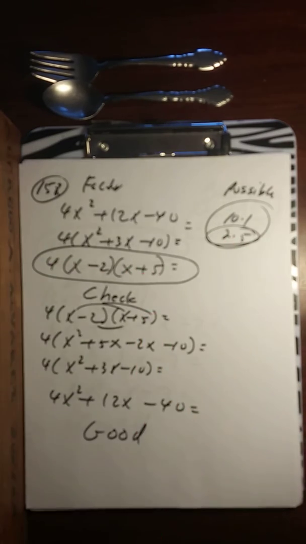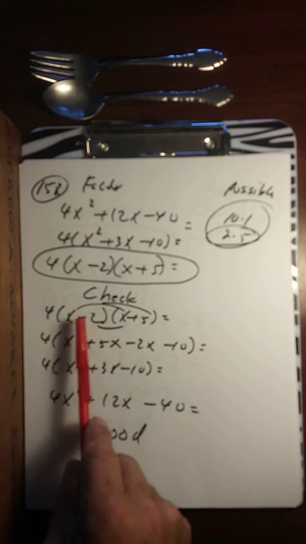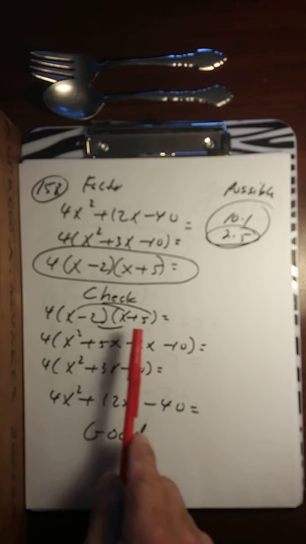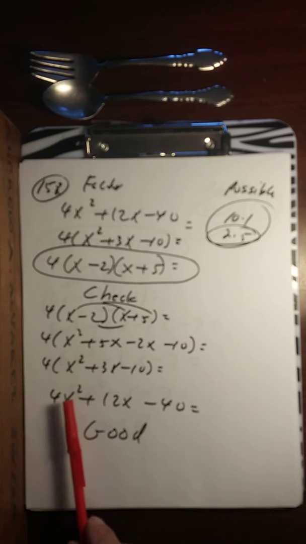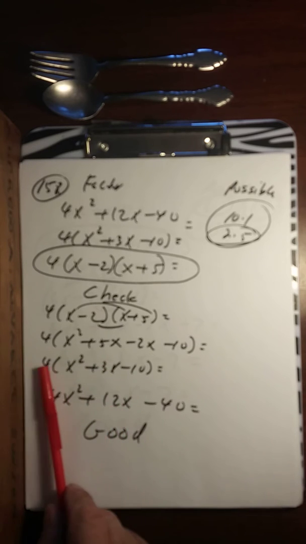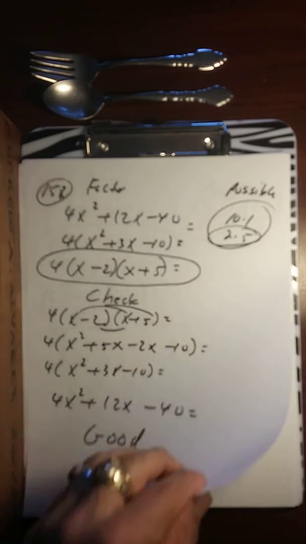Is that right? Let's check it. So x times x is x squared. That times is going to be 5x minus 2x minus 10. So that's going to be x squared plus 3x minus 10. 4 times that is 4x squared. 4 times 3 is 12x. And 4 times negative 10 is negative 40. Yes, it matches. It's good.